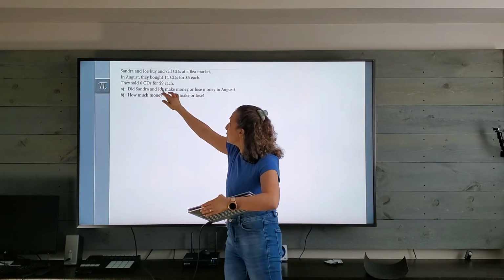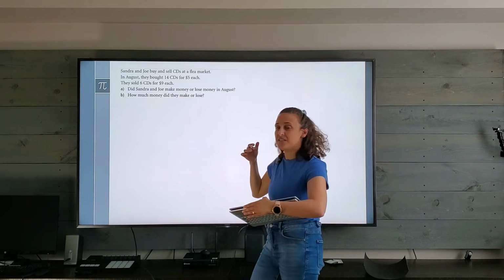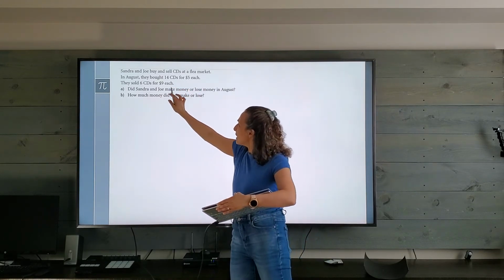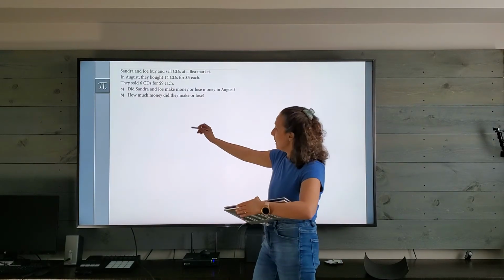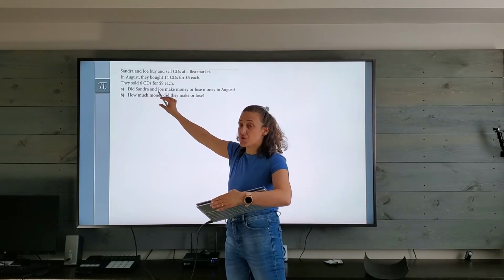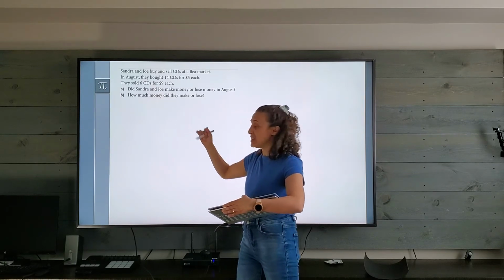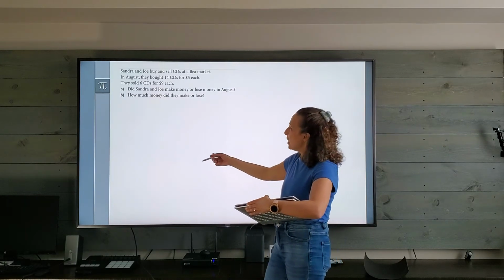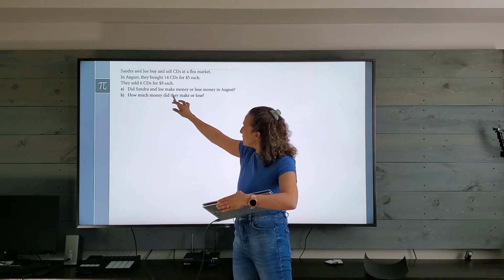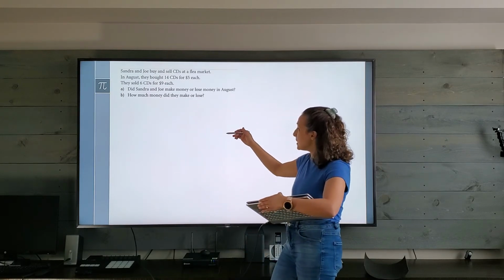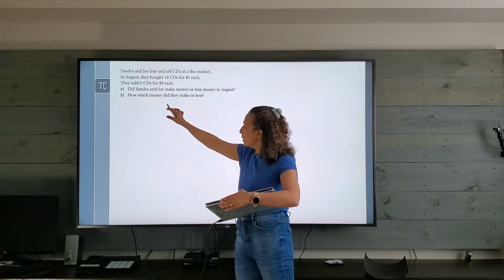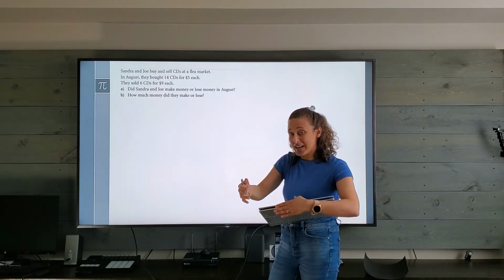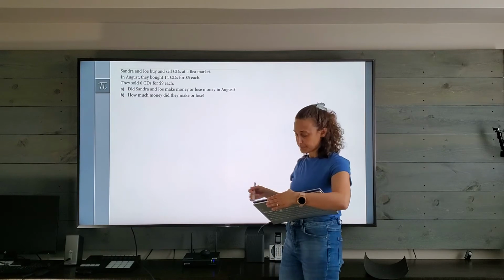So we have Sandra and Joe. They buy and sell CDs at a flea market. And in August, they bought 14 CDs for $5 each. And then afterwards, they sold 6 of those CDs for $9. The first question I'm asking you is, did Sandra and Joe make money or did they lose money in August? And then afterwards, I want you to tell me how much money did they make or lose.